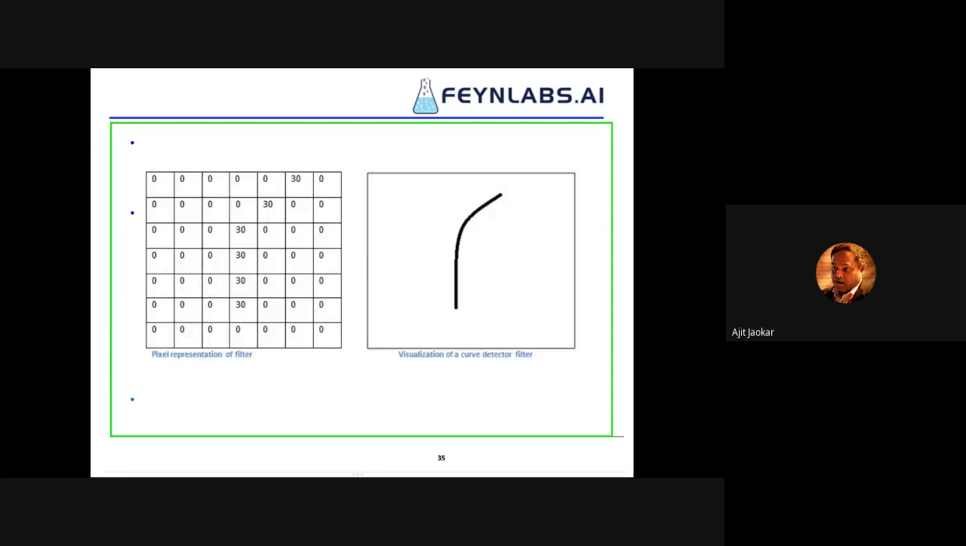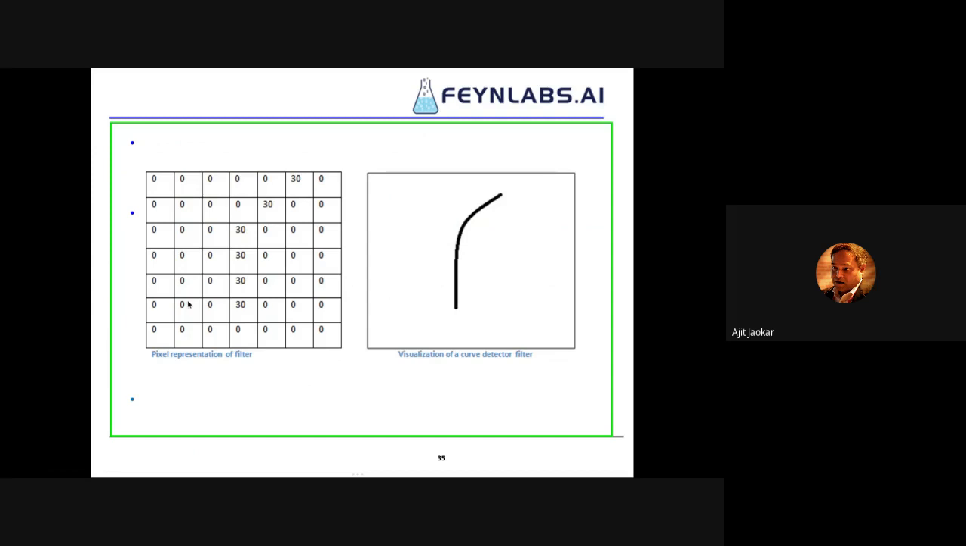Now, if I look at this particular curve here, this curve can be represented as a series of zeros all over, but in the middle there are these 30s, because that represents the density of the black line, which shows you this image which has gone in this way. Yes, so far so good. So the question then is, if this is the filter, that means I'm trying to identify this particular object, this particular representation in the image.